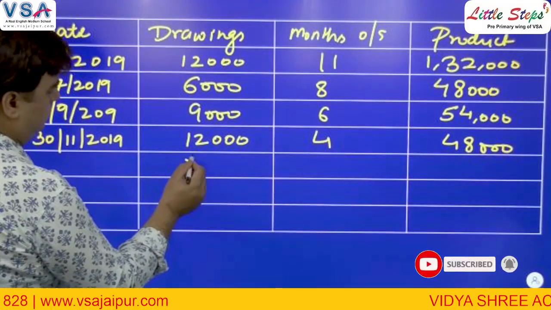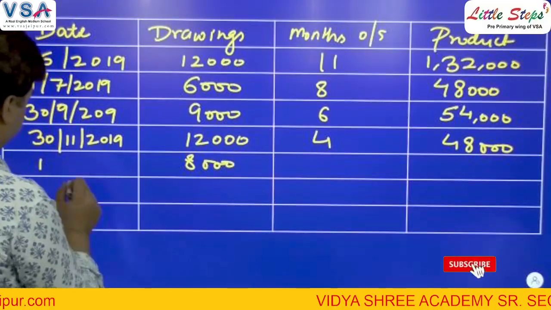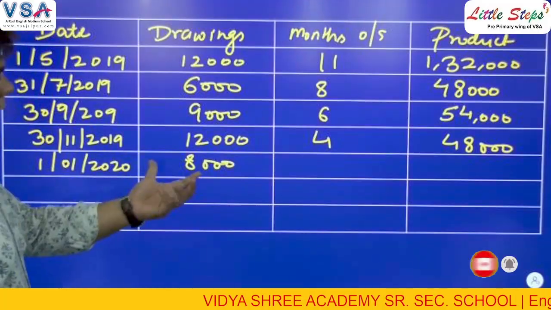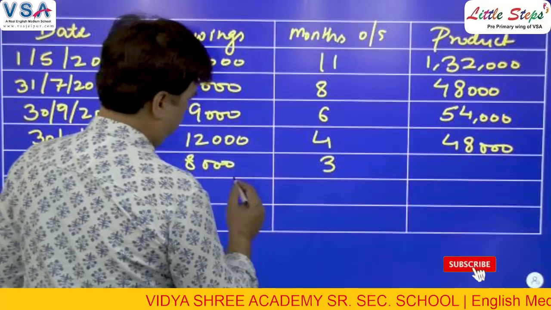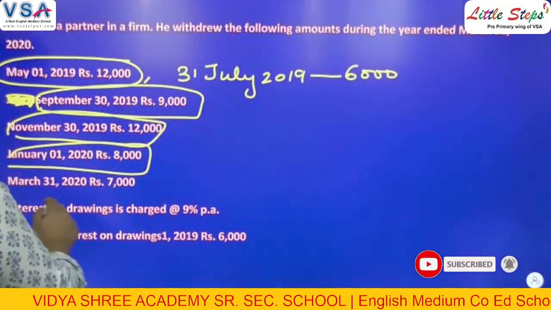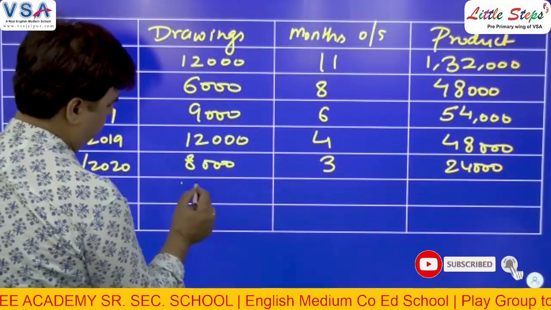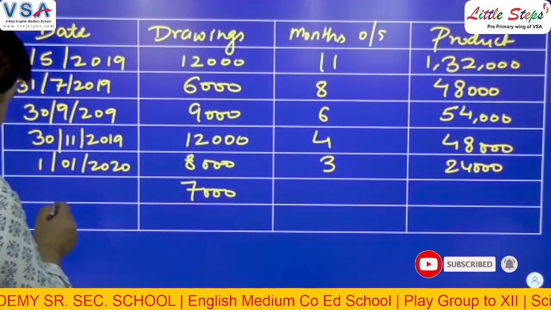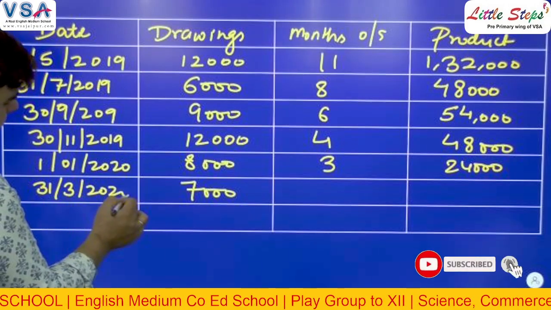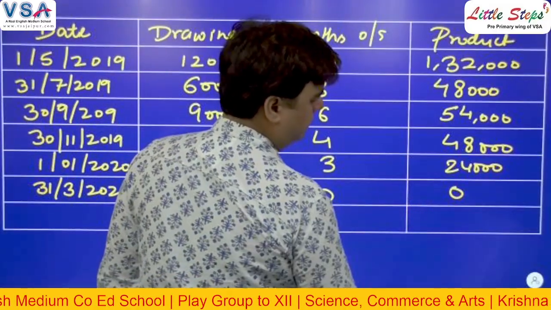8,000, 1st of January. So how many months are outstanding? 3. 24,000 will be here. And the last drawing has been made on 31st of March 2020, amounting to 7,000 rupees. Okay. So how many months are outstanding? 0. 7,000 multiplied by 0 will give 0 only.